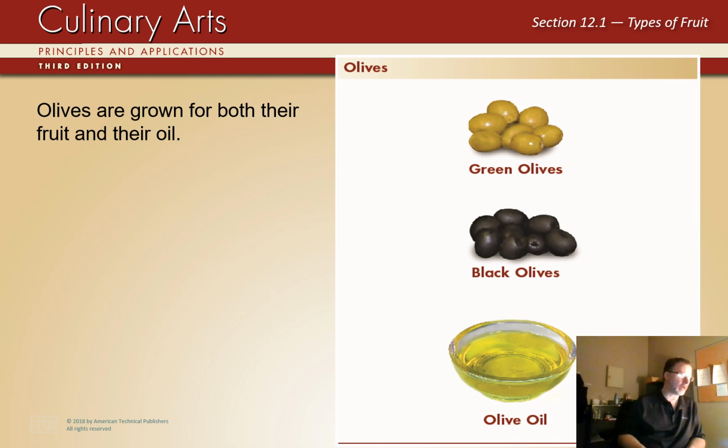Then there's black olives. They're known as mission olives. And we have Greek Kalamata olives, and French Niçoise are also popular varieties. They're both pitted and unpitted, and used both raw and in cooked dishes.